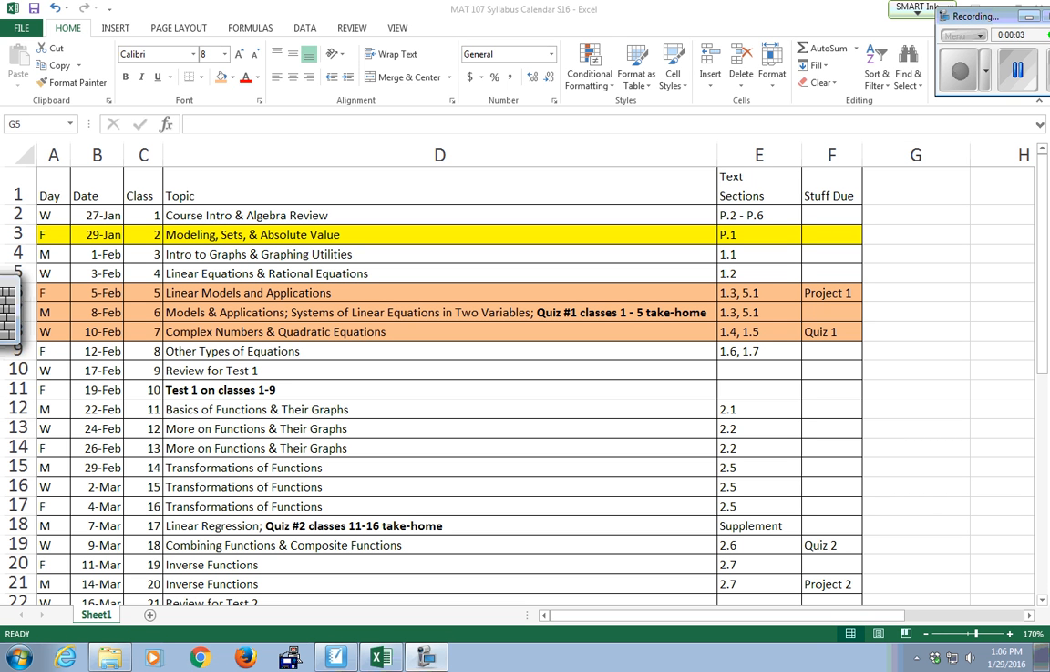Let's just take a moment to look at our syllabus calendar. So we're on class 2. We're going to talk about modeling sets and absolute value today. And then I've got some upcoming things highlighted here to keep you reminded of due dates. So your first project is due on February 5th. And the material that it covers, we're going to go over on Monday.